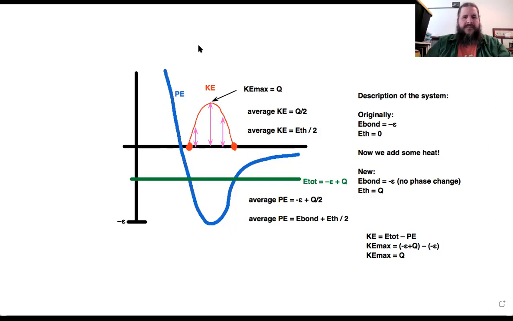Why is bond energy defined when the system is at temperature 0 Kelvin? It's not so much defined as when the temperature is 0. It's more that the bond energy doesn't change unless the phase changes. So bond energy is sort of a baseline. Bond energy is this negative epsilon of the bond itself. The extra energy we added in is considered thermal energy.